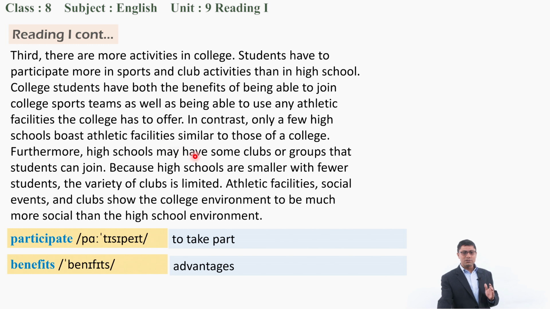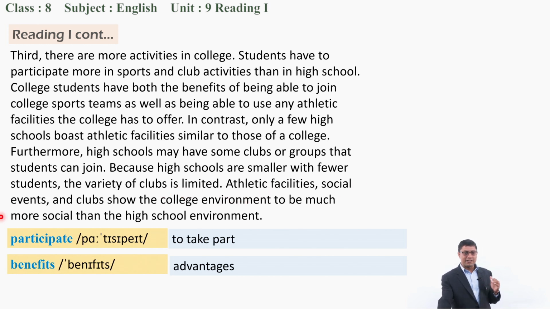Furthermore, high schools may have some clubs or groups that students can join. Because high schools are smaller with fewer students, the variety of clubs is limited. So, even club activities, types of clubs. For example, in a school, there may be a reading club, there may be a taekwondo club, there may be other clubs. But in colleges, there are more clubs. In schools, there are fewer clubs. That's why club activities are limited.